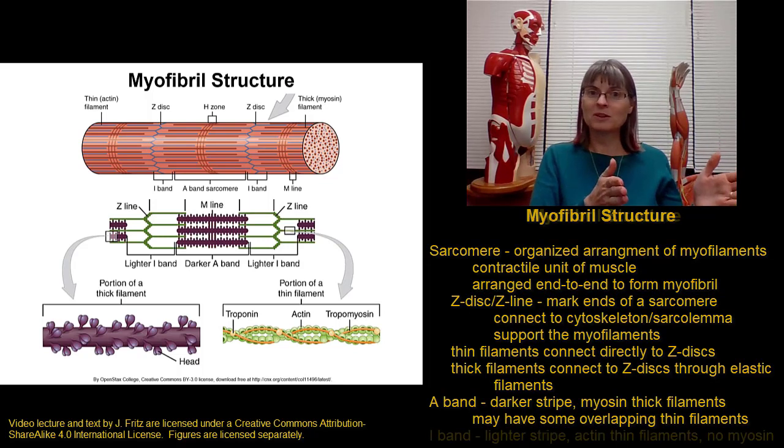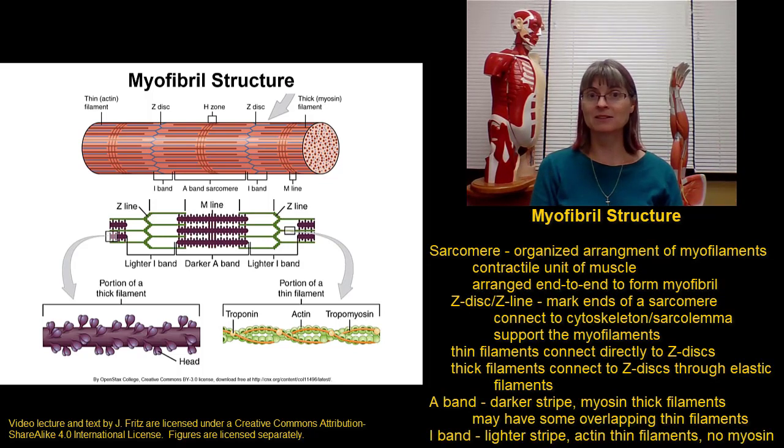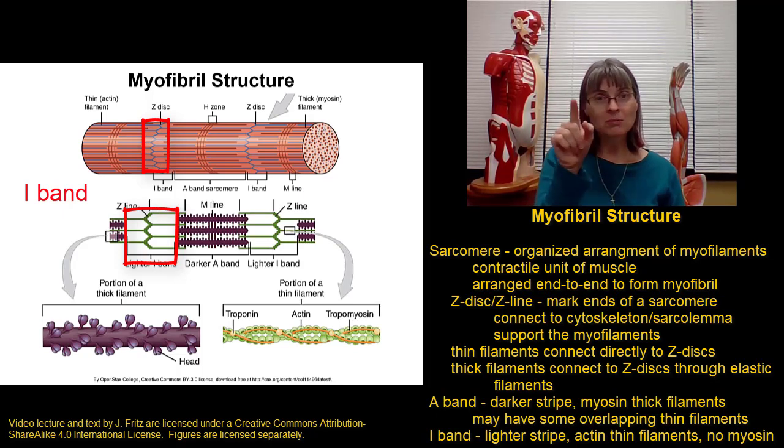The lighter bands that we see are referred to as the I bands, and that's where we see the thin filaments where they're not overlapped with the thick filament. And running right down the middle of the I band is where we find the Z disc.